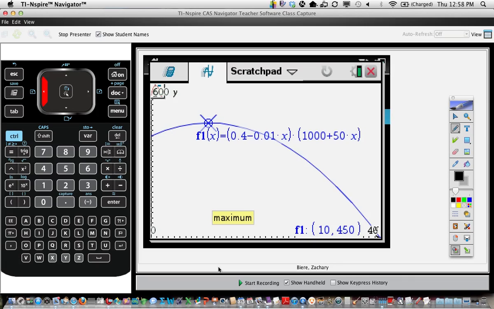So there's the point, (10, 450). What does that mean? What's the 10 mean? 10 is x, the number of price reductions. So that's 10 pennies off the price. And so our best price? 90 cents. Our best price would be 90 cents because they said $1 is the price we're going to set, but we did 10 price reductions, 10 pennies. So 90 cents is our best price. That'll give us the max profit.